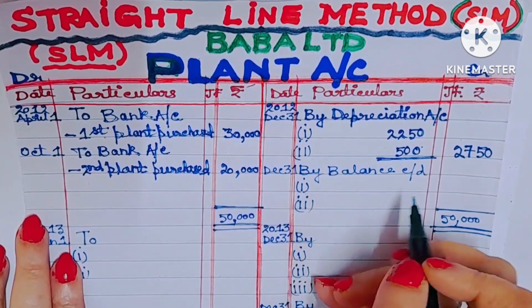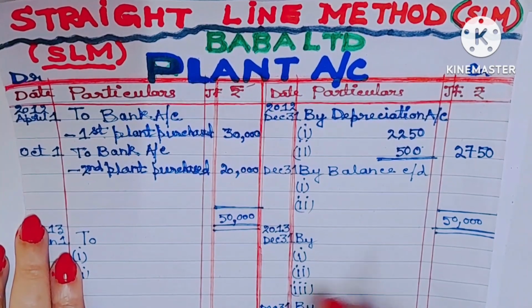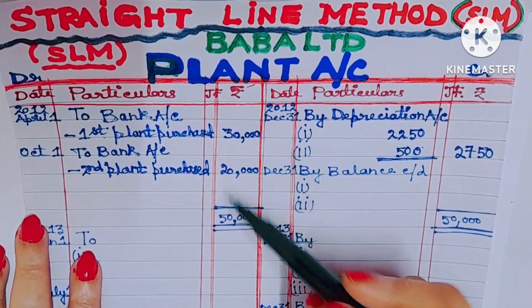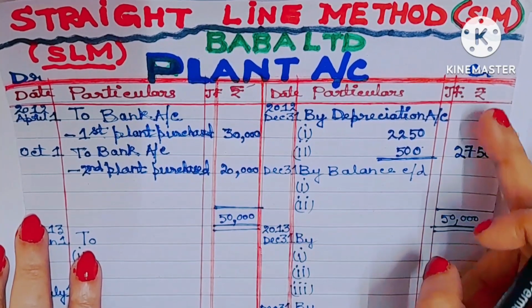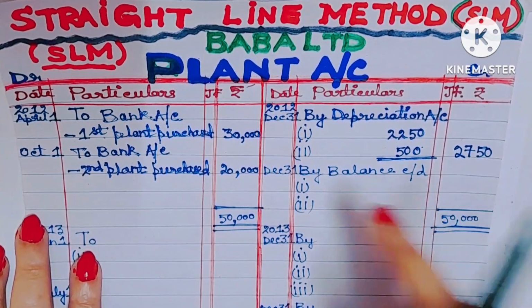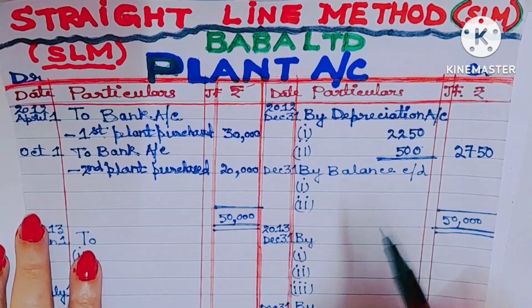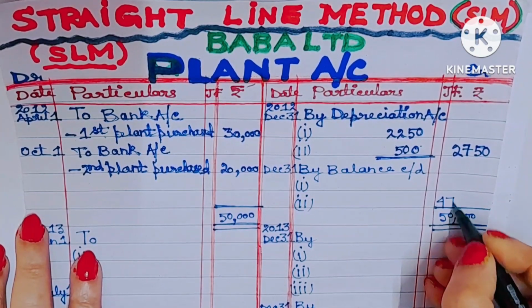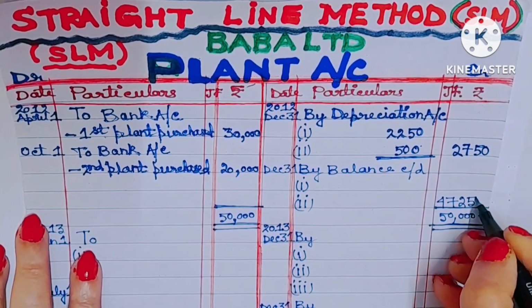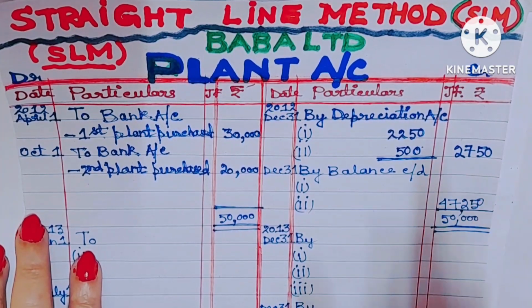So what is the balancing figure? How will you calculate? First let me calculate the total balancing figure. The total of debit side is 50,000 and the total of credit side is 2,750. If you deduct 2,750 from 50,000, you'll get 47,250. This is the total balancing figure, but we got to show it separately.